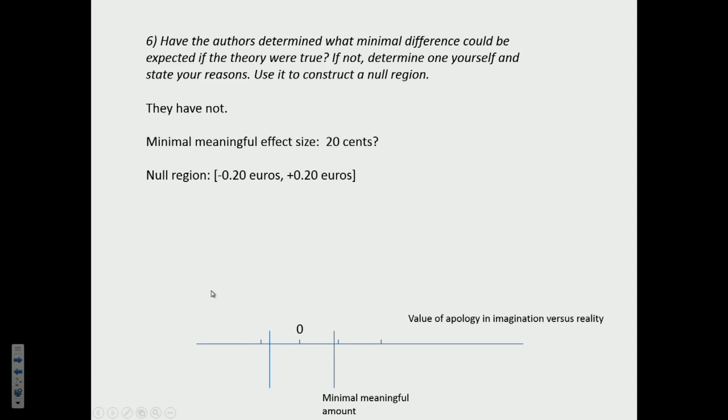So the first question was, have the authors determined what minimal difference could be expected if the theory were true? Well, the general answer to that is no, because it's extremely rare that you see a paper where they've done that. They'll say, if not, determine one yourself and state your reasons, and use it to construct a null region. Well, I suppose state your reasons is a bit of a rhetorical question.